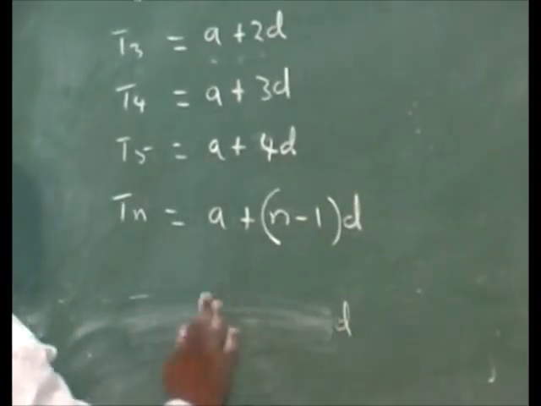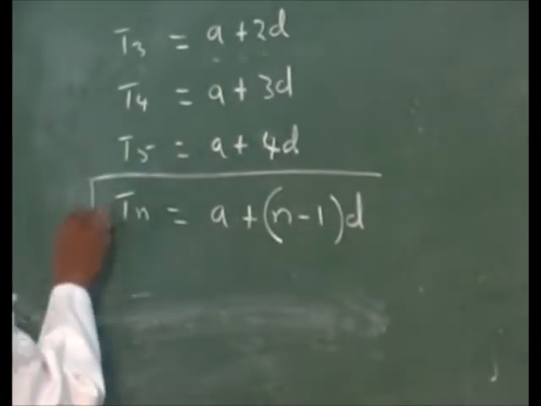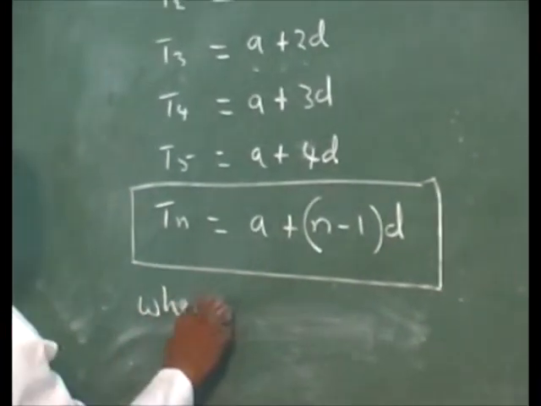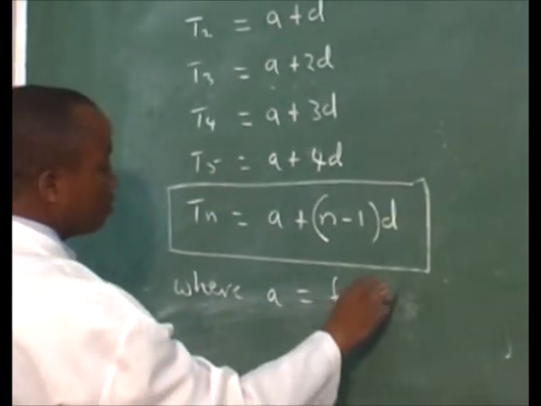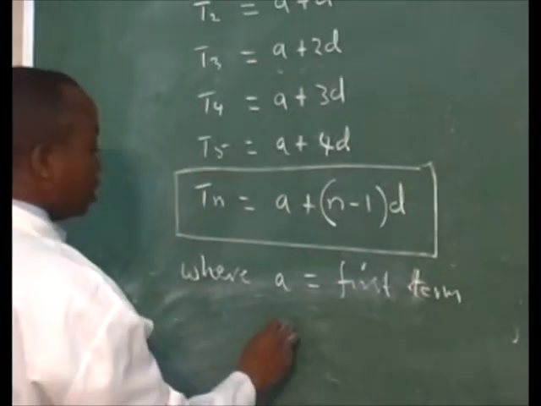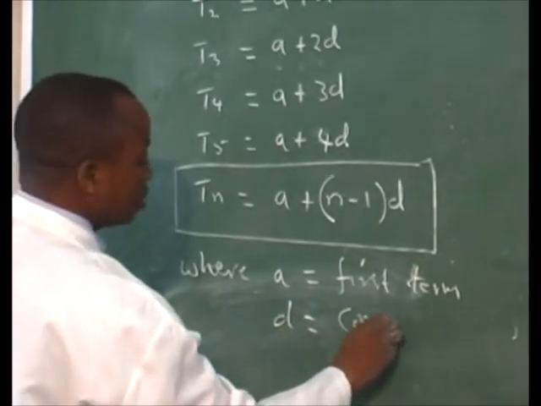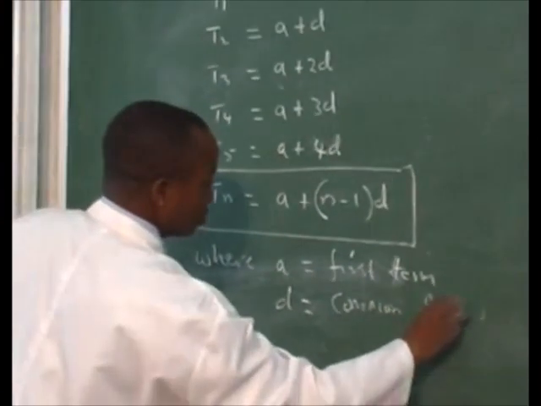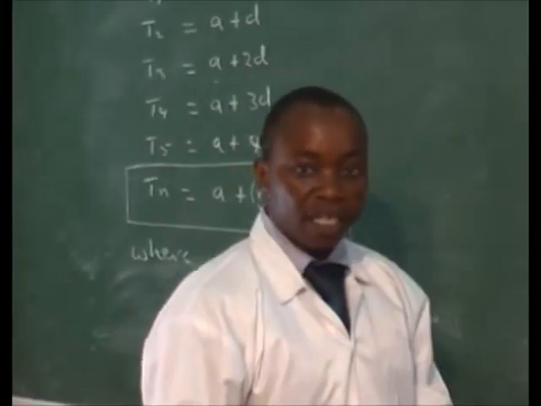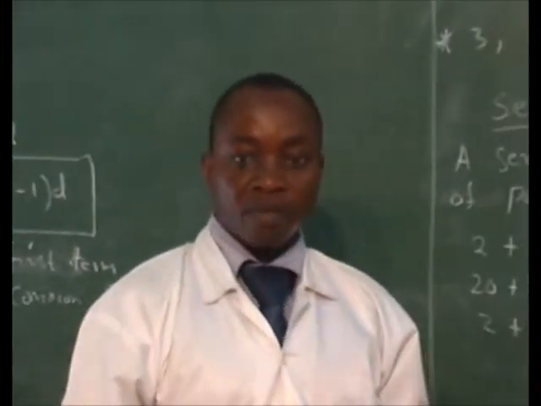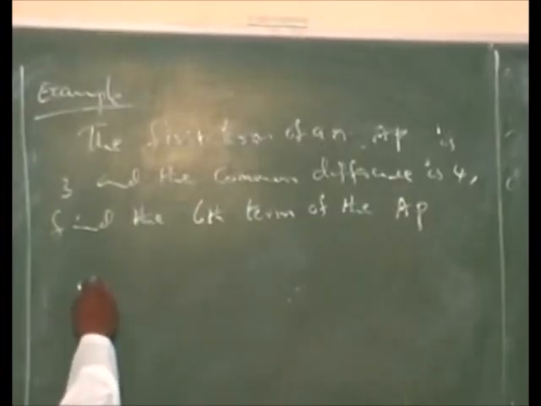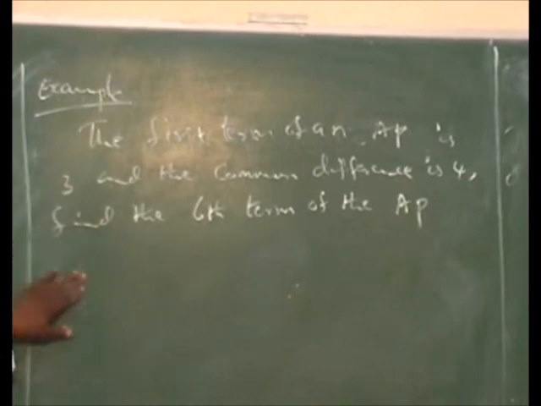Alright. So this particular one is called the nth term of a sequence, where A is equal to the first term, like I said, and D is the common difference. Yes, so that is the nth term of a sequence. And then we are going to take an example of this. Let's take an example.